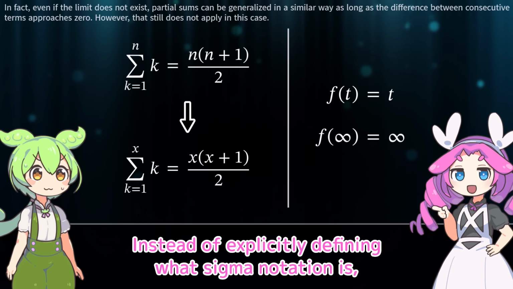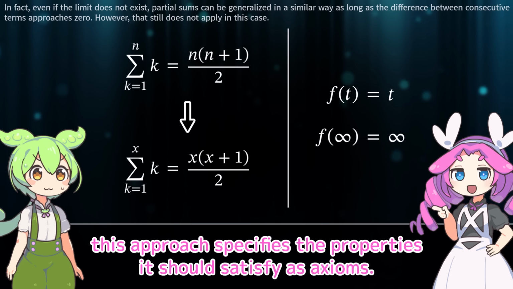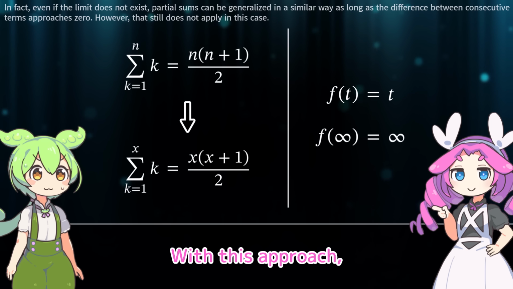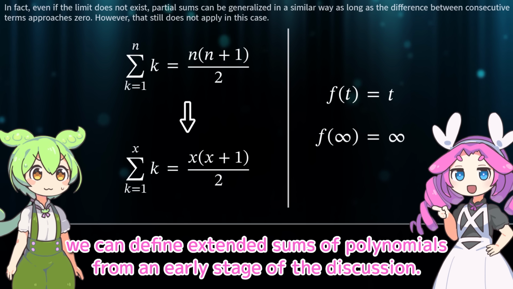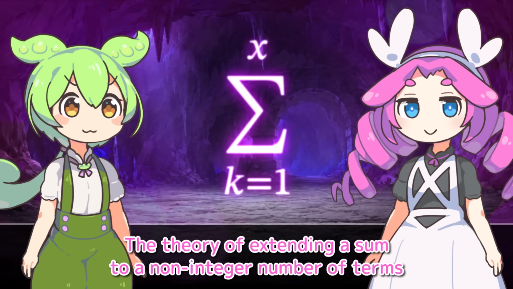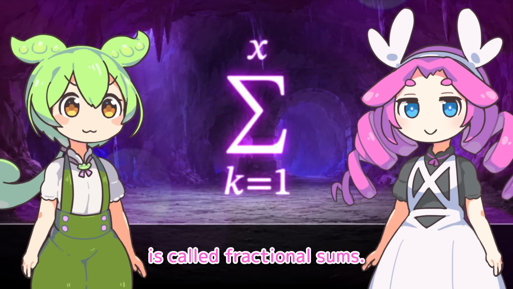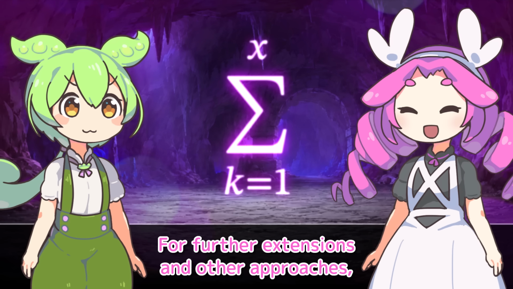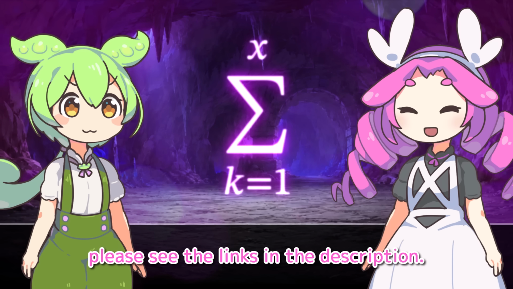Instead of explicitly defining what sigma notation is, this approach specifies the properties it should satisfy as axioms. With this approach, we can define extended sums of polynomials from an early stage of the discussion. I don't really understand it, but such an approach exists. The theory of extending a sum to a non-integer number of terms is called fractional sums. For further extensions and other approaches, please see the links in the description.